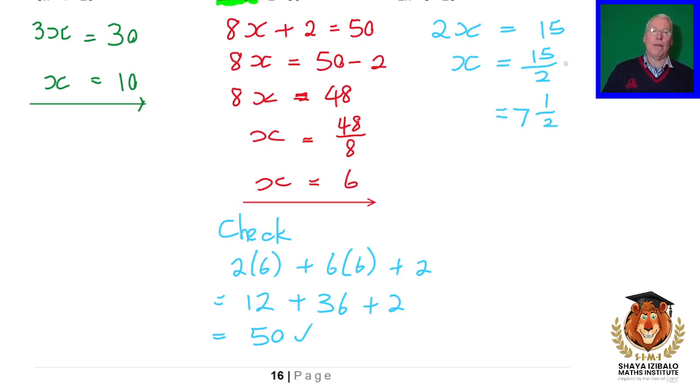These are both correct answers. Doesn't matter which format you put your answer in, either like that or like that. But that is our answer for x. And as always, we can check.